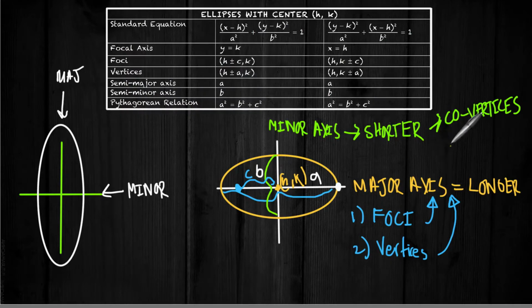And once again, A is always going to be bigger than B. And so if A is underneath the Y, then that's going to create a longer ellipse. If A is underneath the X, then that's going to create a wider ellipse. So let's see how this works in some problems.